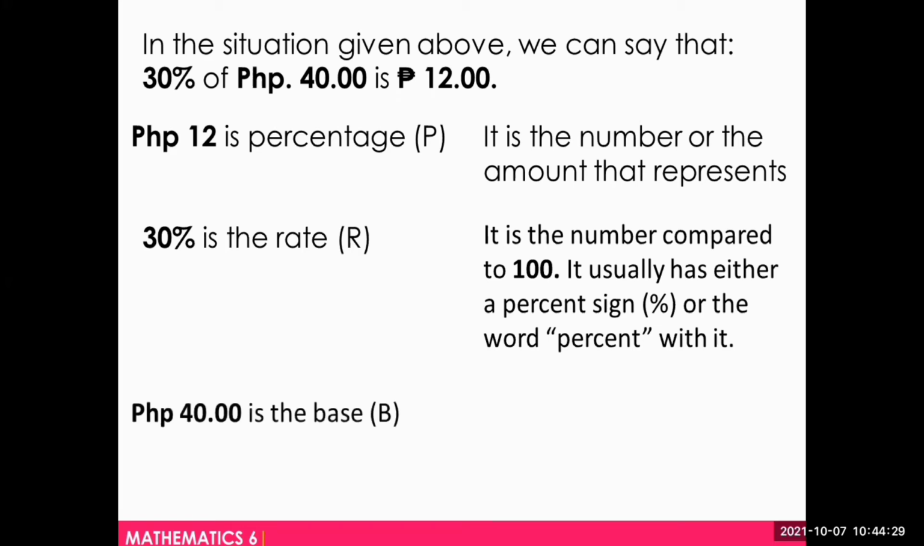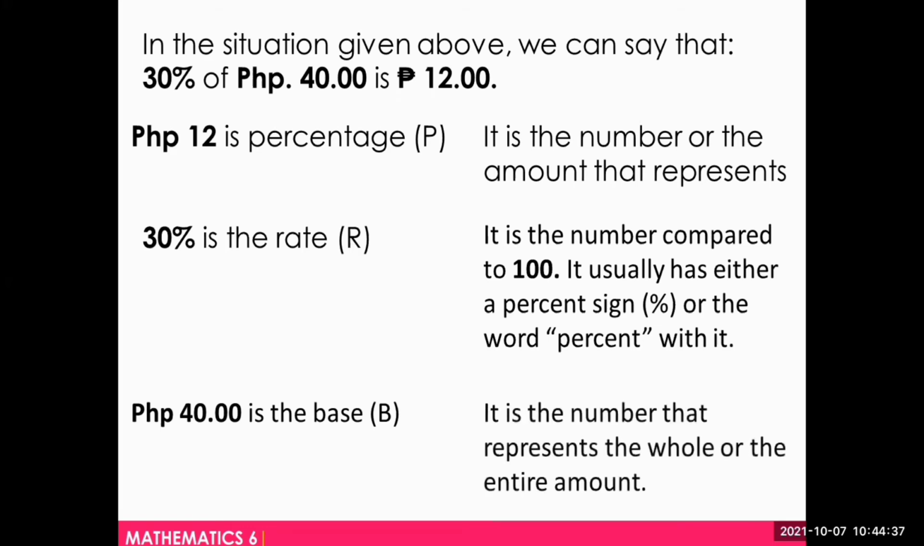And last one, the base. Base ang gagamitin natin ay capital letter B. 40 pesos is the base. It is the number that represents the whole or the entire amount. So pag titingnan natin sa given, 40 ang mas malaki ang value kaysa sa 12. Since 40 ang mas malaki ang value, siya ang gagamitin natin or isusulat natin as base. Tingnan nga natin ang mga halimbawa.